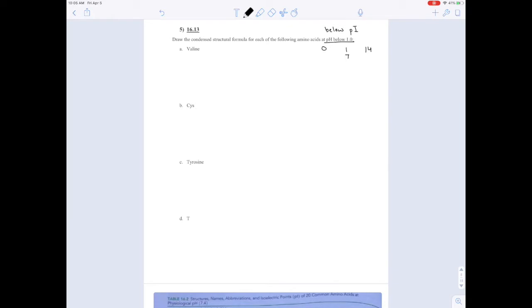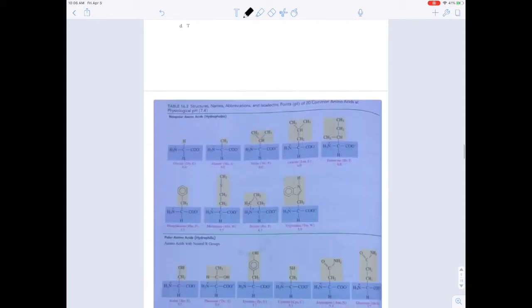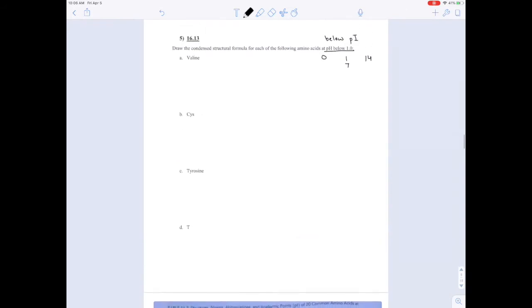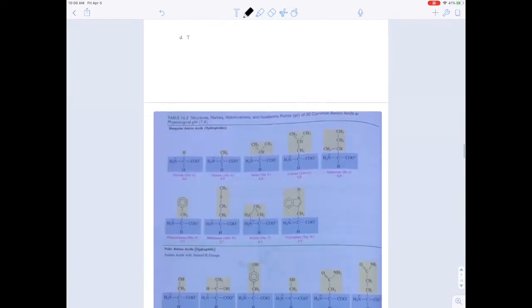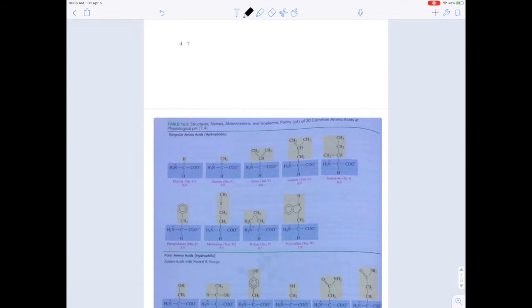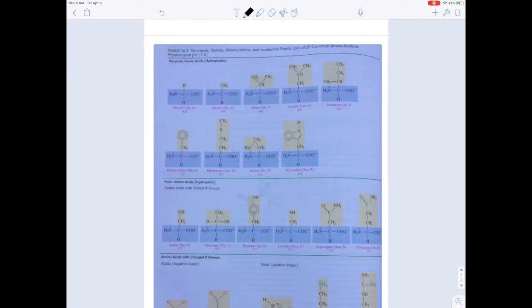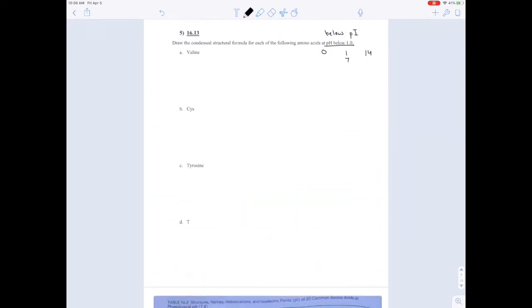First, let's just draw the structural formula of each of these at the pI. And that is what's given in table 16.2. So we're going to draw these exactly as they are on this table. Now notice, for all of these amino acids, valine, cysteine, tyrosine, and this one that's just represented by its one-letter abbreviation, T, which is threonine, all these amino acids have the same sort of backbone. They all have the amine, the carboxylic acid, and the one carbon in between. So let's draw that for each of these first.